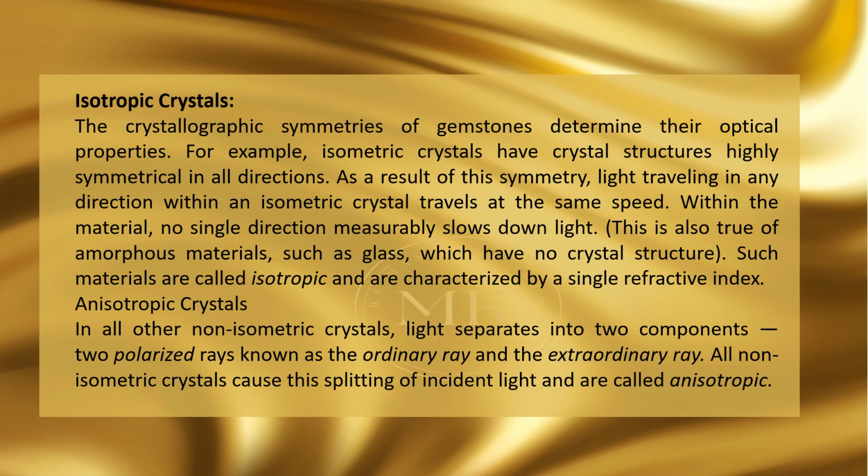Anisotropic crystals. In all other non-isotropic crystals, light separates into two components, that is, polarized rays known as the ordinary ray and the extraordinary ray. All non-isometric crystals cause this splitting of incident light and are called anisotropic.